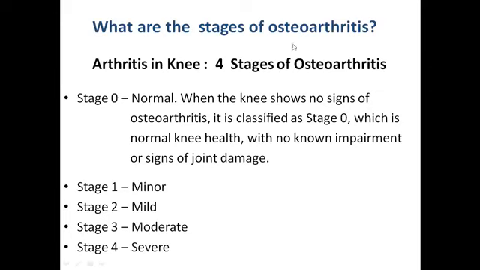What are the stages of osteoarthritis? Basically, in knee osteoarthritis, there are 4 stages. Stage 0 is normal, when the knee shows no sign of osteoarthritis, with no known impairment or sign of joint damage. Stage 1 is a minor sign of impairment or joint damage. Stage 2 is a mild sign. Stage 3 is moderate, and stage 4 is severe.